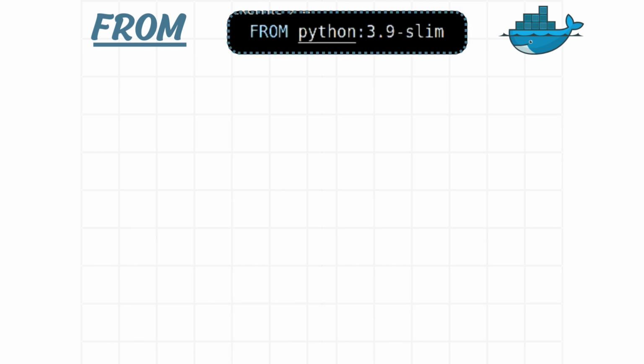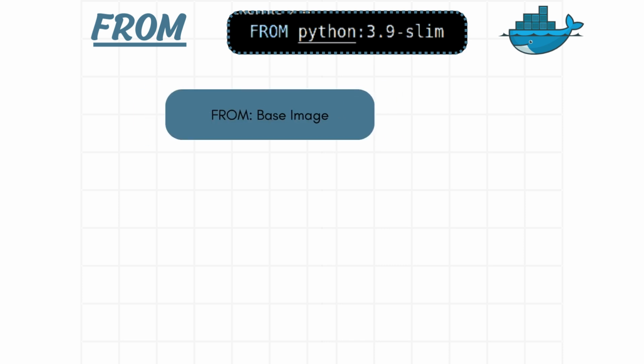FROM python:3.9-slim. To get started, let's look at the first line of our Dockerfile, FROM python:3.9-slim. This line is crucial as it sets the foundation for our Docker container. The FROM instruction specifies the base image for all the subsequent instructions in our Dockerfile. Think of it as laying the groundwork for our container. Every Dockerfile must begin with a FROM instruction, as it tells Docker which base image to use.